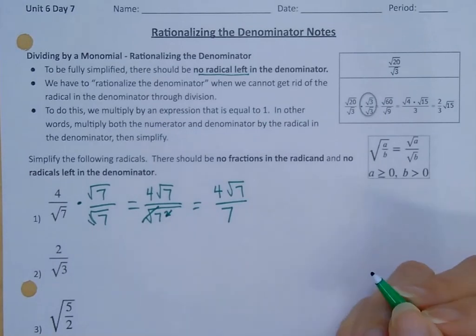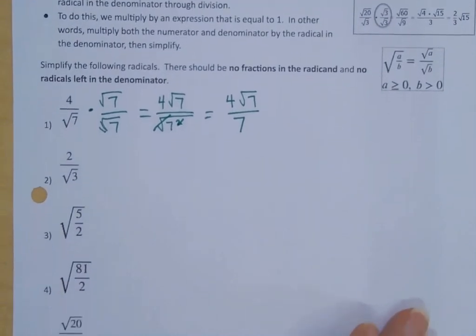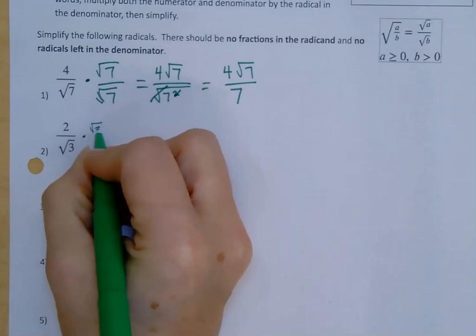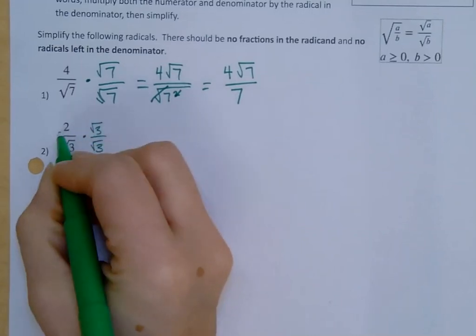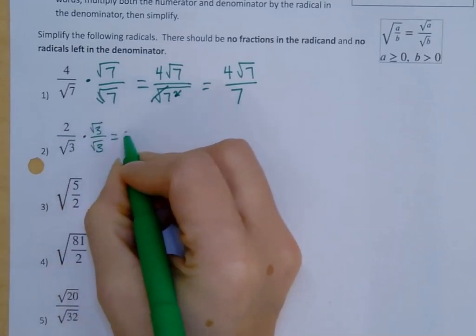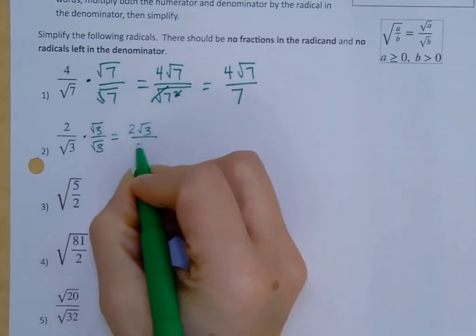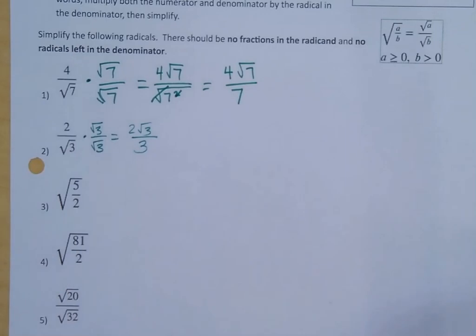Okay, so I'm going to look at 2 over the square root of 3, and to get rid of that radical in the denominator, I'm going to multiply by square root of 3 over square root of 3. So I have in my numerator 2 times the square root of 3, over the square root of 3 times the square root of 3. I'm just going to go straight to that answer is 3.